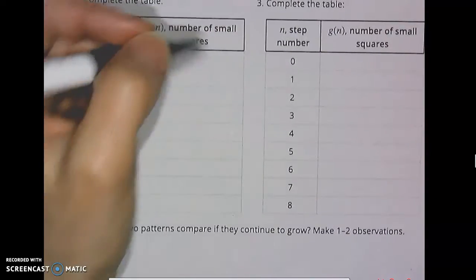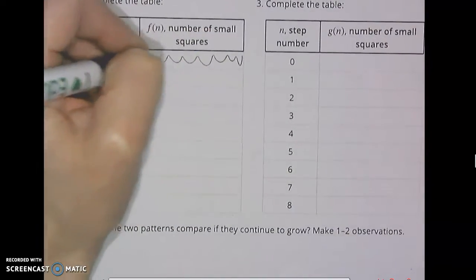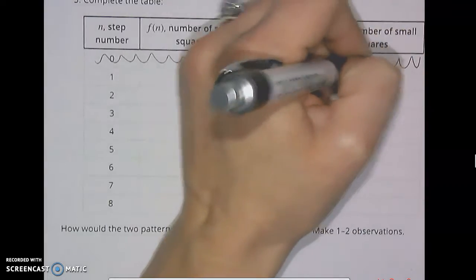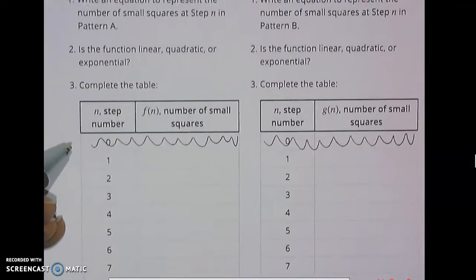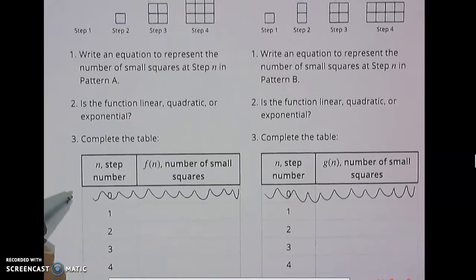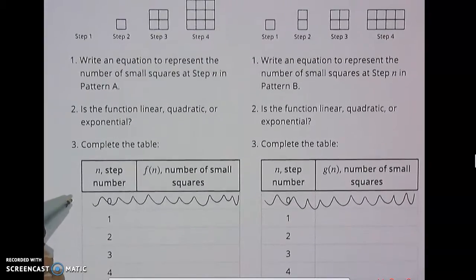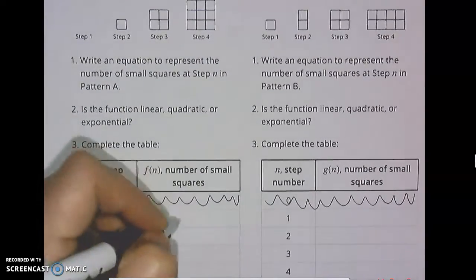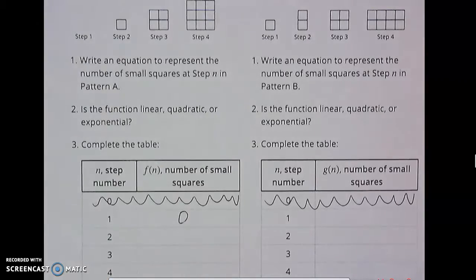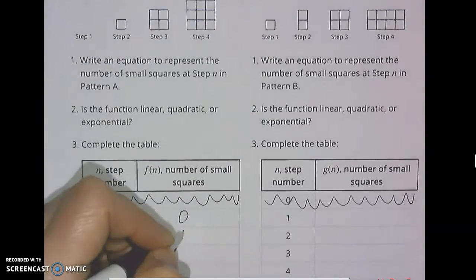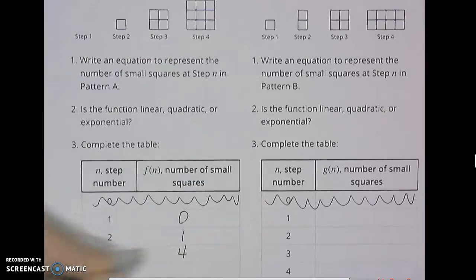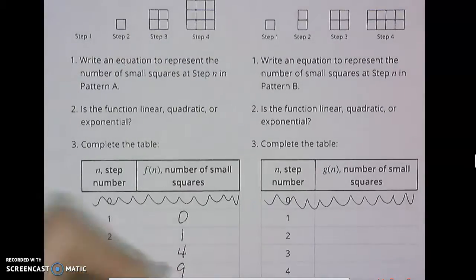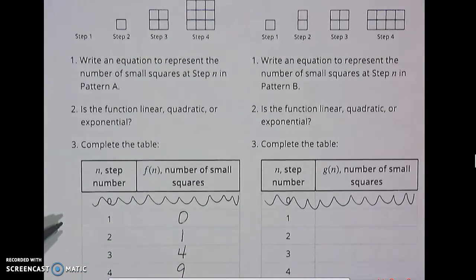Okay. We don't actually have a step 0, so we're going to get rid of this for both of these. In the first step, maybe I can try to show lots at the same time. In the first step on pattern A, there were no small squares. In step 2 there's 1 small square. In step 3 there's 4. In step 4 there's 9. So how many do you think would be in step 5 if we kept going?